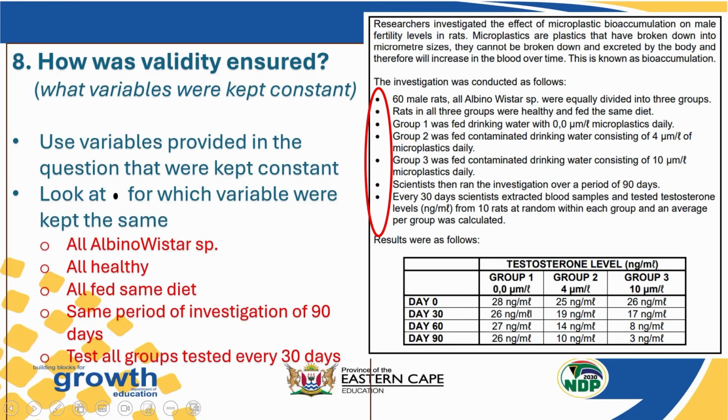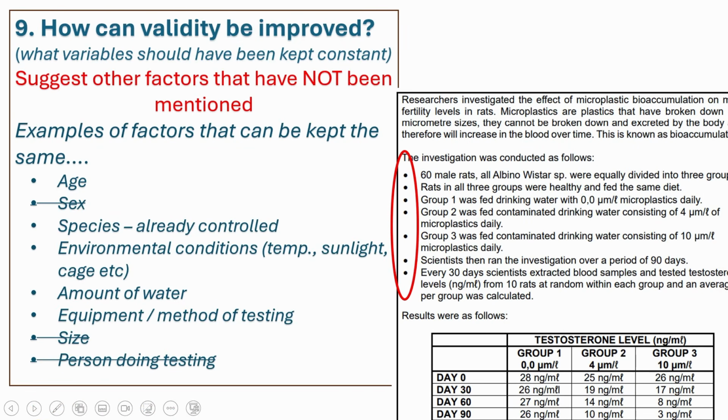The next one was environmental condition. Environmental conditions are things like temperature, sunlight, the size of the cage. Now we need to think about what factors will affect testosterone level. Will sunlight affect testosterone level? I don't think so. But maybe temperature will affect testosterone level. Perhaps the stress of the cage will affect the testosterone level. So there are environmental factors that were not controlled that could affect the testosterone level.